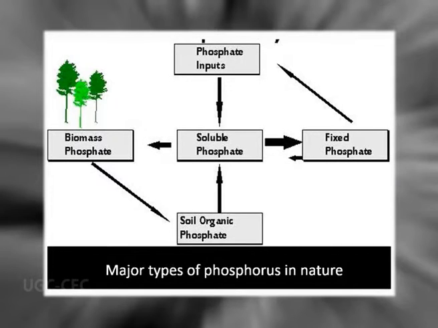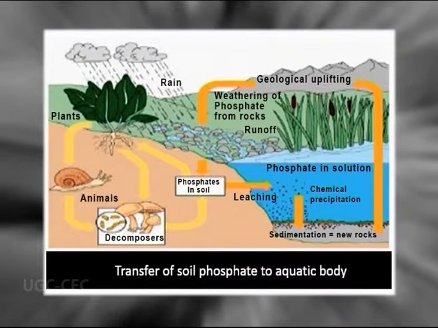And when we consider the major types of phosphorus, it is like this: phosphorus which is commonly present as soluble phosphate, phosphorus which is present as soil organic phosphate, phosphorus which is present in biomass, and very importantly, phosphorus which is fixed in the soil or in the rock, which normally remains there as a constant fact. And when we consider this phosphorus flow, it will be basically from the land to water.